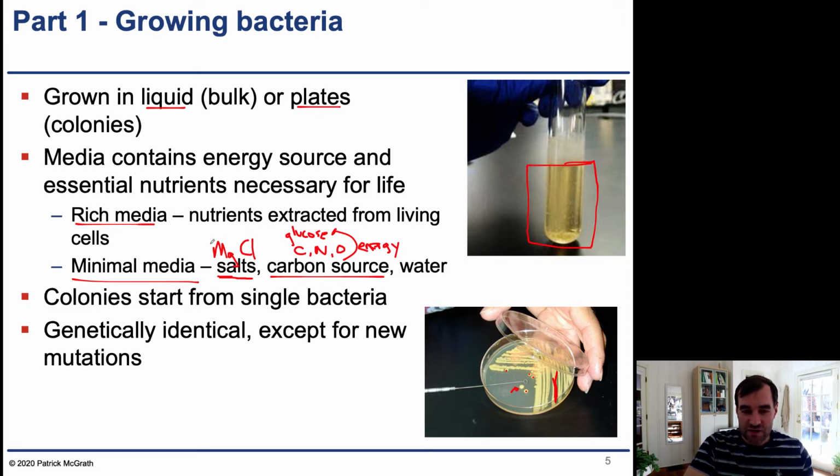All you need is these salts, glucose, and water. And the sugar source can be glucose, it can be galactose, it can be xylose, it can be sucrose. There's all sorts of different sugars that can be used. So from that, the bacteria is able to actually synthesize all of the molecules that it needs for life. So what are these molecules that it needs for life?